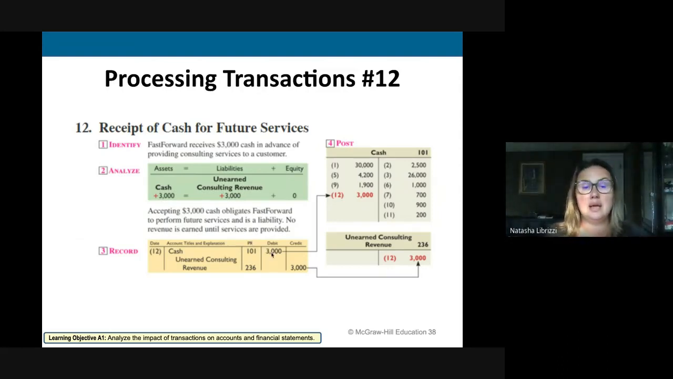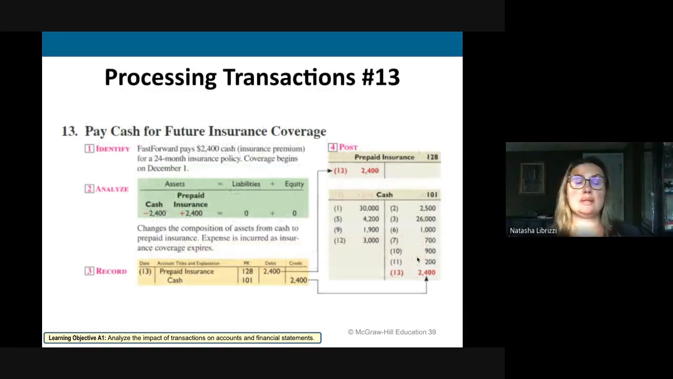So we're going to debit cash and credit unearned service revenue, or consulting revenue. So in this case, cash goes up by 3,000, and unearned consulting revenue also went up by 3,000. For a liability, when it's a credit, we call it going up, or an increase.